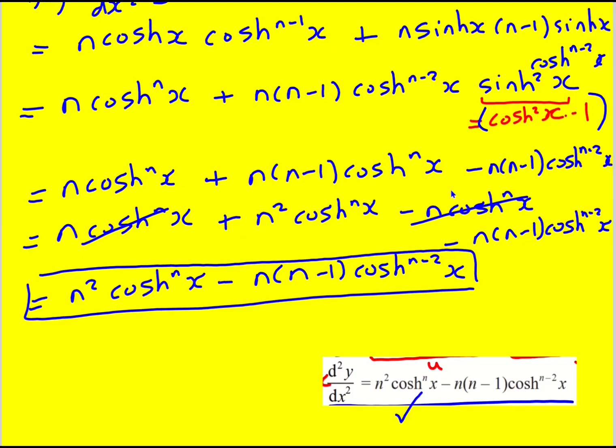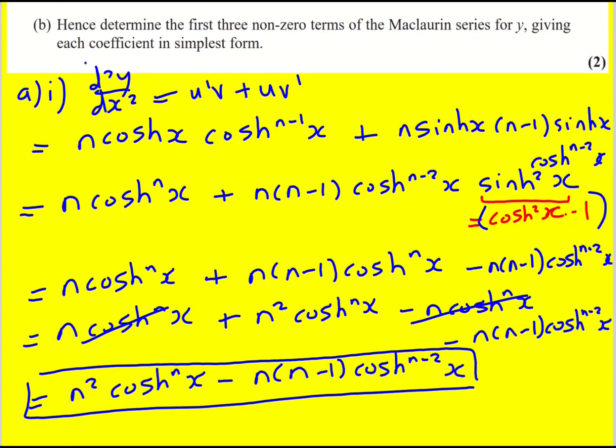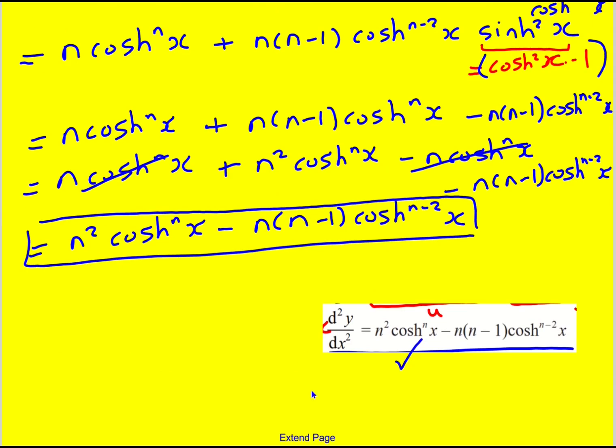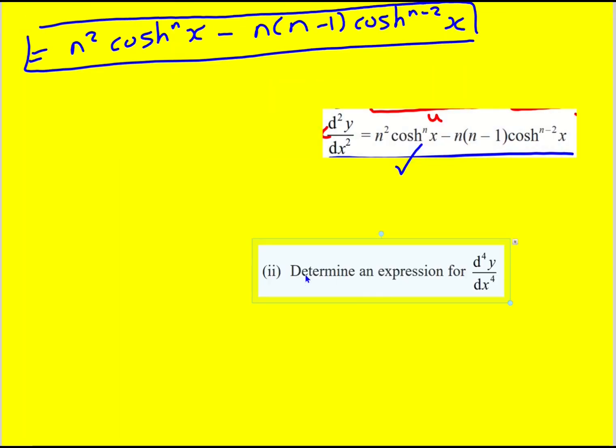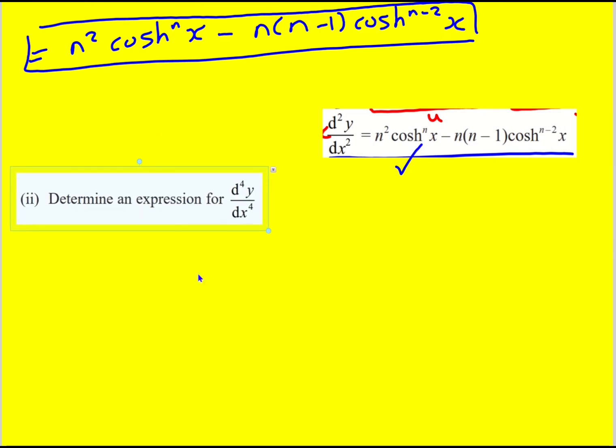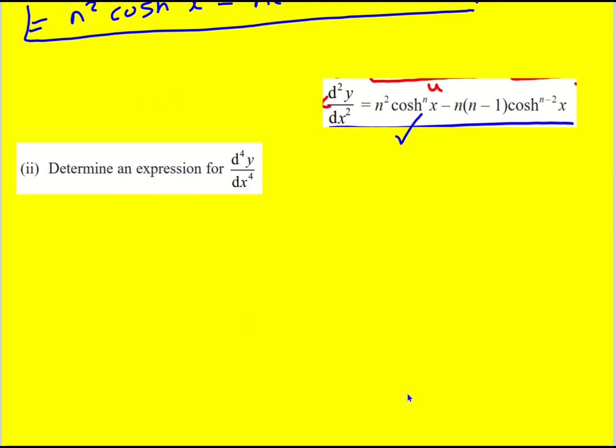That is our second derivative, just in terms of cosh. Now we're asked to determine an expression for the fourth derivative. It doesn't say we have to simplify it loads, and it turns out that you don't want to simplify it a lot, for reasons that we'll see. Let's get into this. First of all, we're going to need the third derivative.